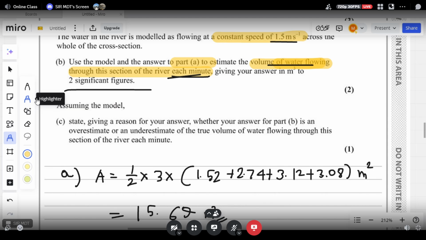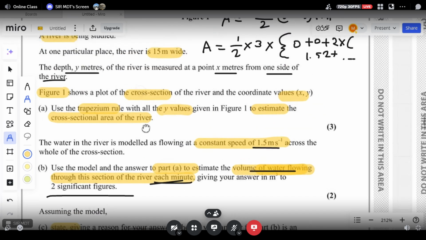Now, just an important question. Assuming the model, stating a reason for your answer, whether your answer for part B is an overestimate or an underestimate of the true volume of water flowing through this section of the river each minute. How can you understand? It's just by watching the figure, the diagram given.